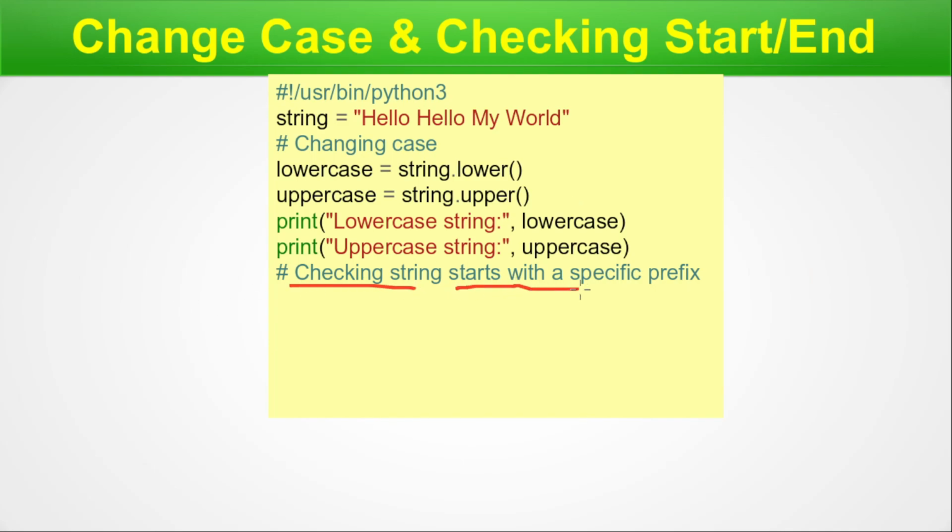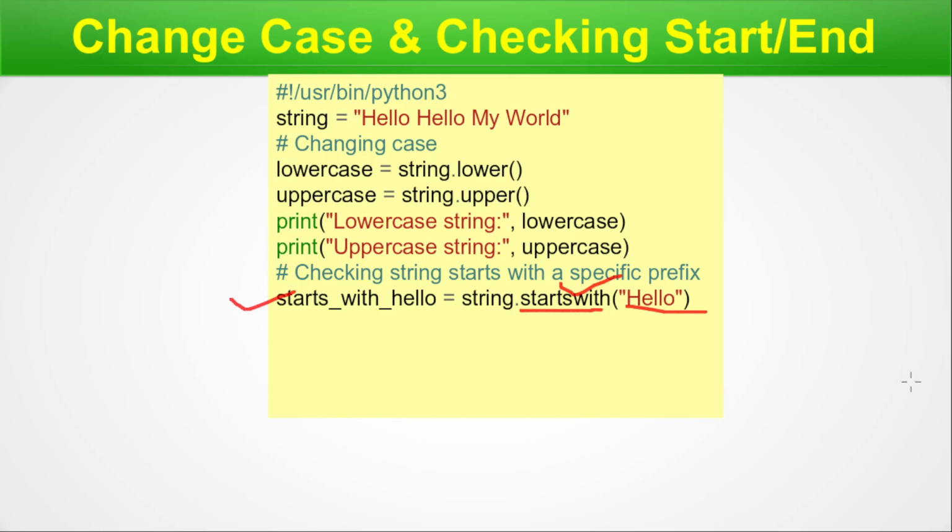Checking whether a string starts with a specific prefix. That means we are entering this part, the checking of the start and end. First one: starts with hello. Then we write here starts with hello. This is an inbuilt function that will check whether the string starts with hello or not. So we will get a logical, or boolean, output here. Next we will print whether it starts with hello, and give the variable name to check the output.